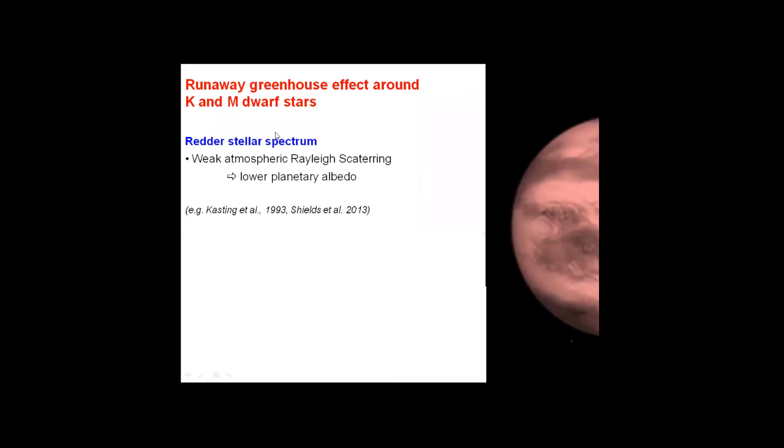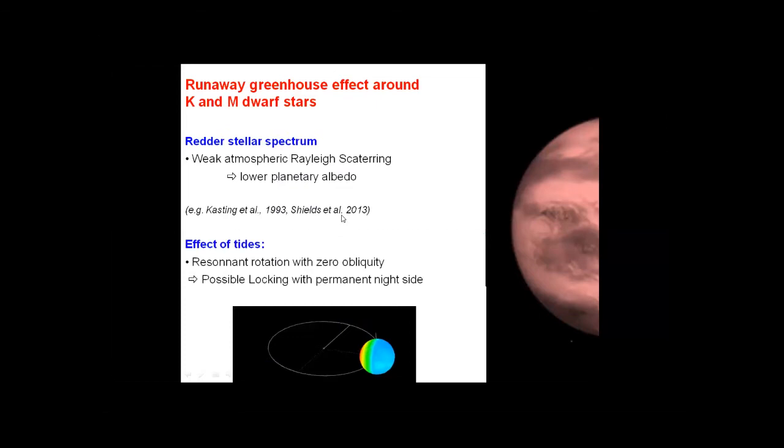Well, if you do the climate, you realize that when you're around a K or M dwarf star, a smaller star, you have a different Rayleigh scattering. All that I said about the Rayleigh scattering and the CO2 limit does not apply exactly the same, but it's not that different. And of course, the other big difference is that the gravitational tide tends to lock the planet in resonance, at least, with a zero obliquity, so that the pole becomes a very efficient cold trap. And also, it is likely that you will have a permanent night side and a permanent day side.